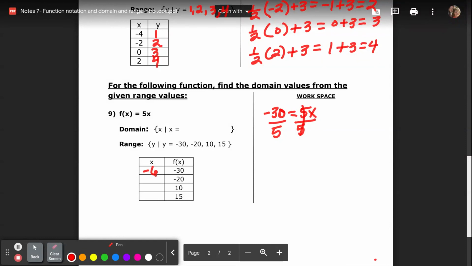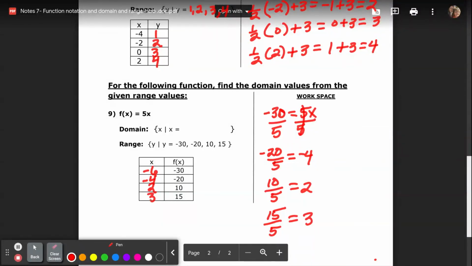So instead of showing that on every one, we're going to have to take every f of x value and divide it by 5. So we're going to take negative 20 divided by 5, and that will give us negative 4. Then we're going to take 10 divided by 5, and that will give us 2. And then we're going to take 15 divided by 5, and that will give us 3.